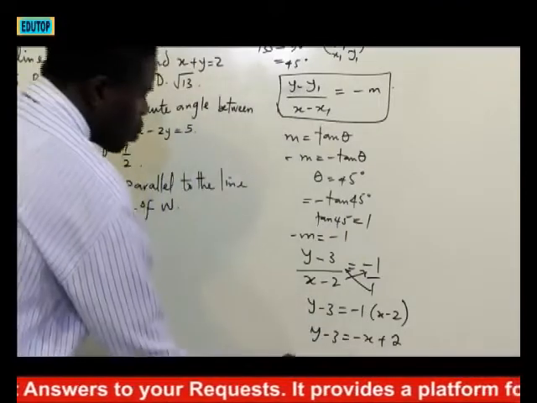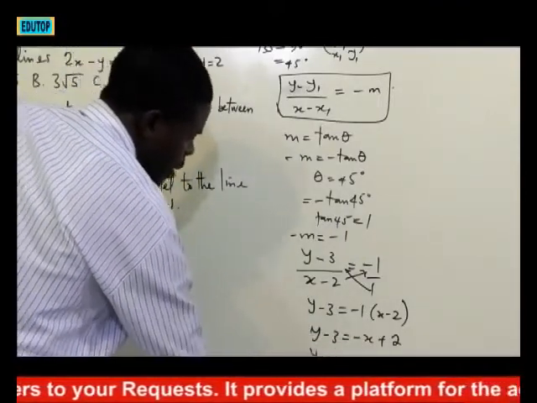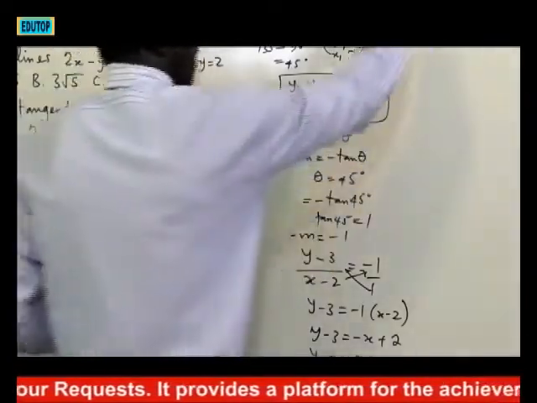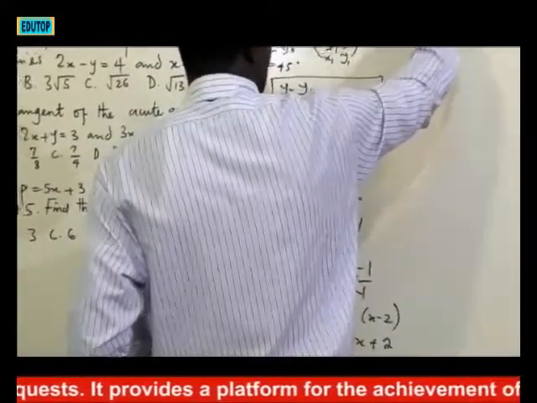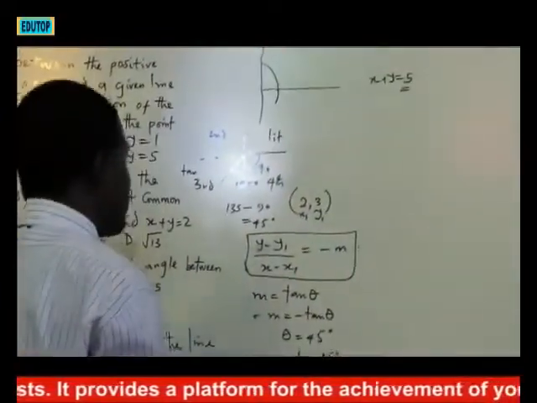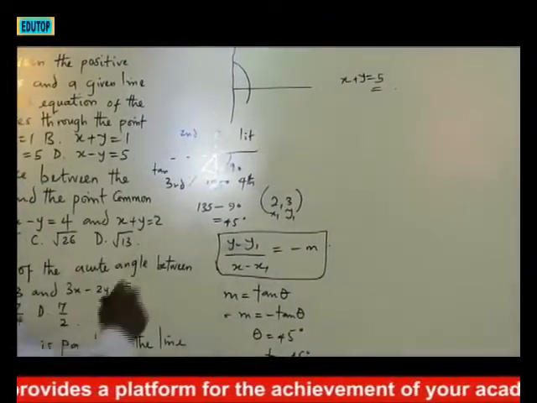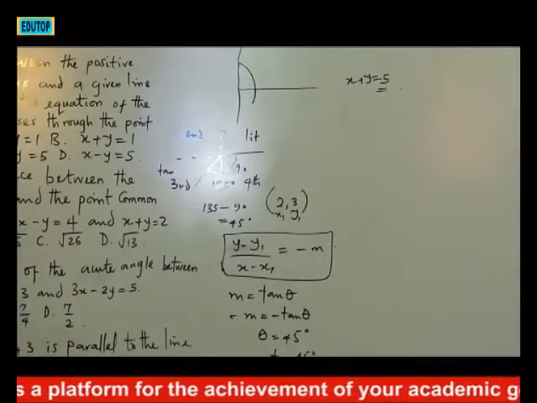Then let's transfer this to this one and transfer this. Then we have y plus x equals 2 plus 3. Then we can now have x plus y equals 5. So therefore, our answer will definitely be x plus y equals 5, and that will be no other option than option C.